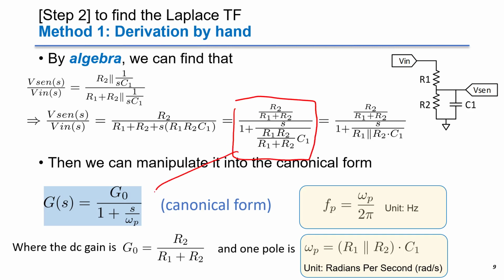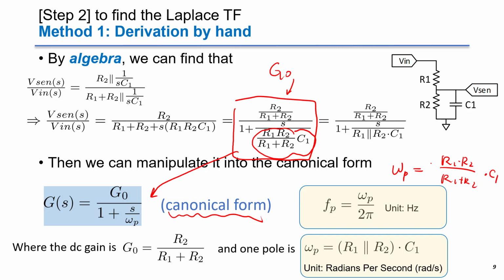So this one will match the canonical form, and we see the G0 is R2 over R1 plus R2, and omega P will be this part, and omega P will be R1 times R2 over R1 plus R2 times C1. We can further simplify it. So omega P will be like R1 in parallel with R2 and times C1.